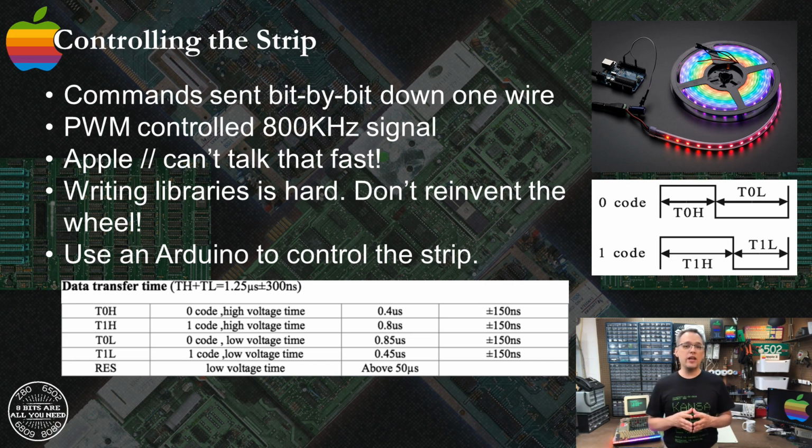The final consideration is ease of programming. NeoPixels can be easily controlled with the excellent pre-built control library made for Arduino controllers. Now, I could reinvent the wheel in 6502 assembly, but why, when there's already code out there that can do that? Combine all this, and you come to the conclusion that I did. Use the Apple II to control an Arduino, and use the Arduino to control the NeoPixel strip.